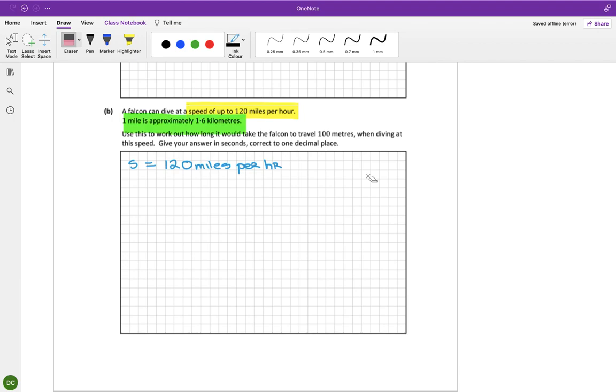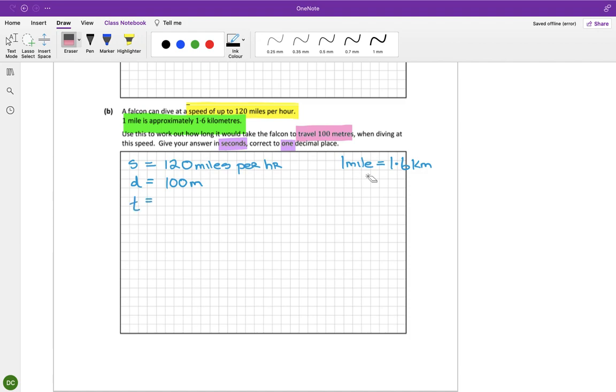So I'm just going to put this over here. 1 mile equals 1.6 kilometers. Use this to work out how long it would take the falcon to travel 100 meters. Okay, so 100 meters is a distance. When diving at this speed, give your answer in, and that's kind of the last thing, give your answer in seconds and one decimal place. Okay, so we're looking for time.